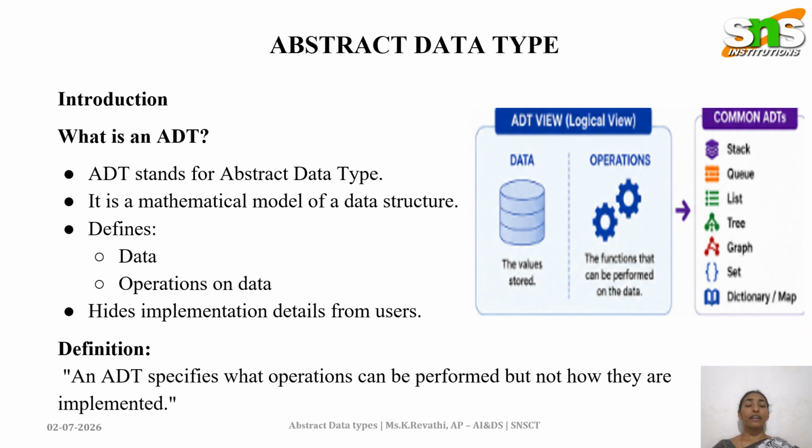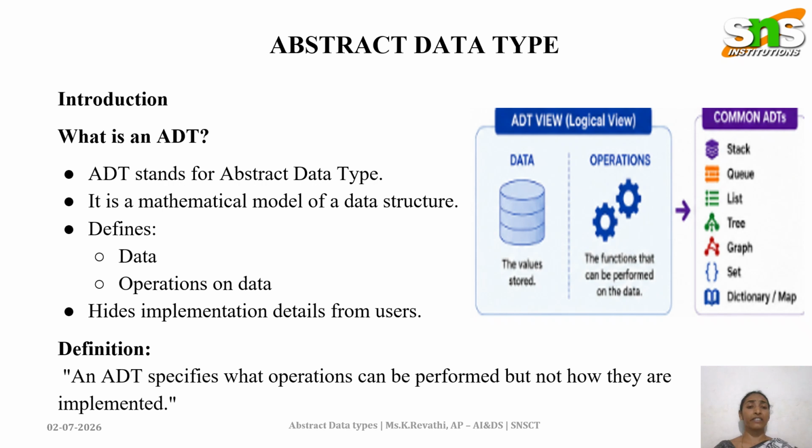Next is the components of ADT. Every ADT consists of two parts. That means the first part will be data and the second part will be the operations. The data is nothing but all the information stored in the database. The second is operations. These are functions performed on the data. For example, in a stack ADT, the operations are push, pop, peek, is empty and is full. These operations define the behavior of the stack.